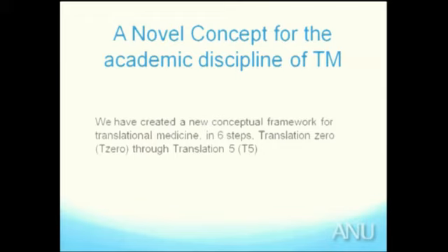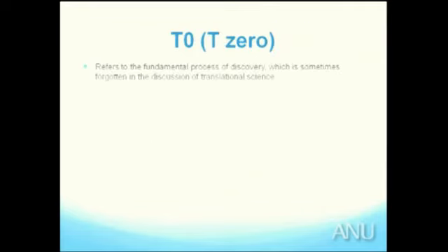There is a whole literature around that, and you see these terms very often. Because the field typically thinks of 3 steps, and I think of 6 steps, one of those steps comes before the T1. I could either renumber everything, which would create confusion, so that my T2 would be other people's T1. So to make things easier, I would keep the names as they are, and my T1 would become T0. That would be the first step, and that T0 process is the fundamental discovery process. So T0 refers to the fundamental process of discovery, which is sometimes forgotten in the discussion of translational science.